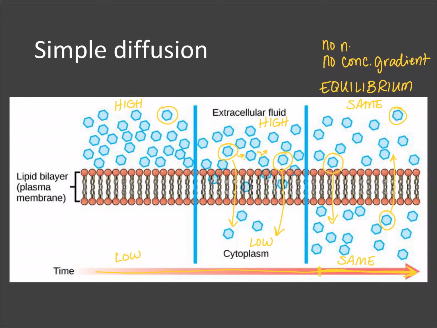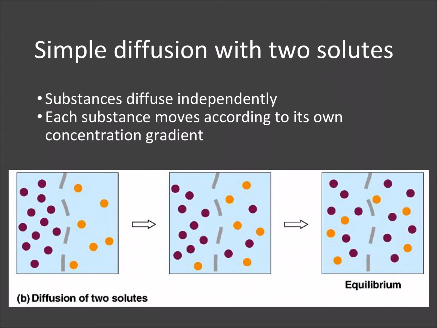Interestingly, substances are going to diffuse according to their own concentration gradient. So if we look at this picture here, we see that we have these purple or reddish circles here, and these yellow or orange circles here. And for the red molecule, the high concentration area is on the left, and the low concentration area is on the right. But for the yellow molecule, the high concentration area is on the right, and the low concentration area is on the left.